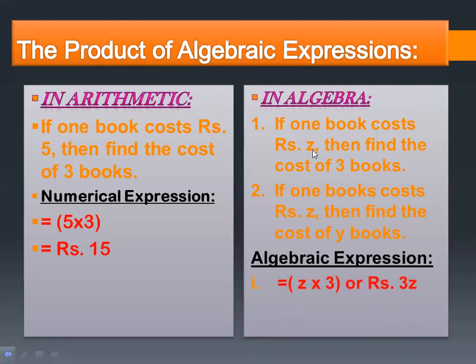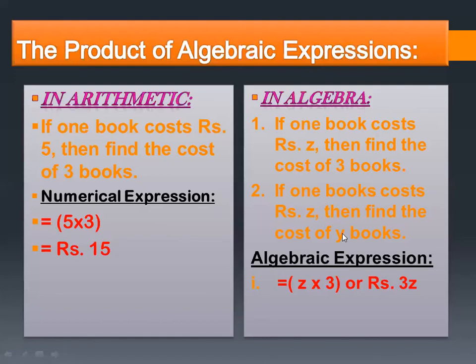So if you want to write the algebraic expression of these word problems, how will you write it? You will simply multiply the rupees with the number of books. So you will write Z multiplied by 3, or simply you can write rupees 3Z. Units are very important. You have to write the unit as well. So it will become rupees 3Z.